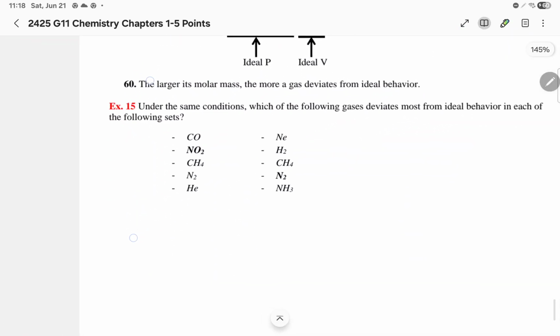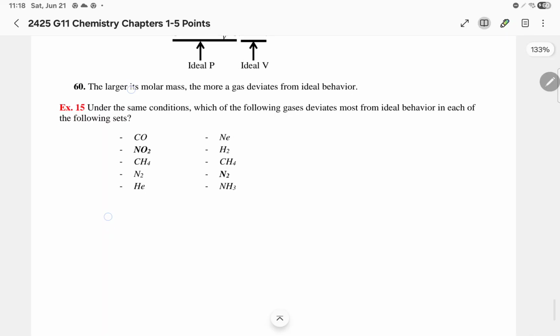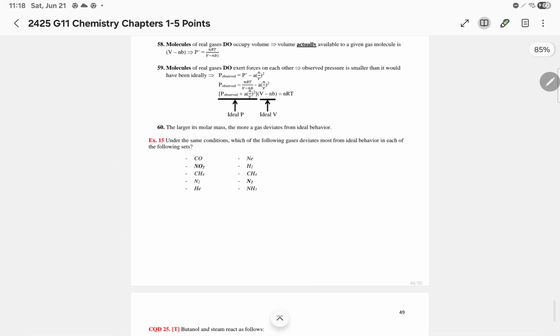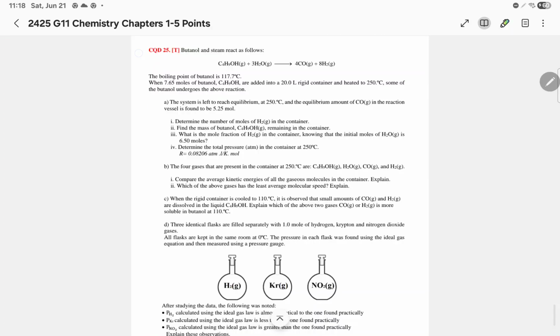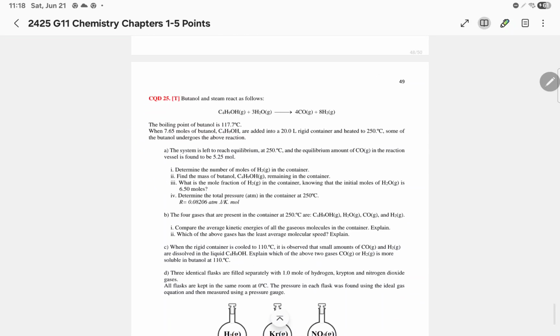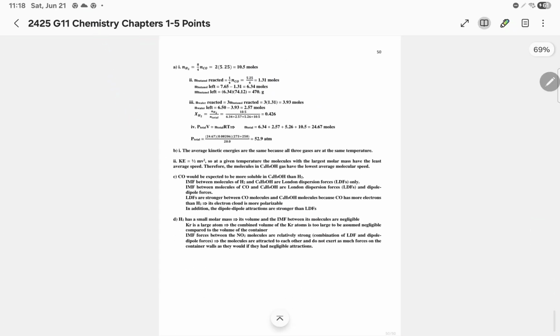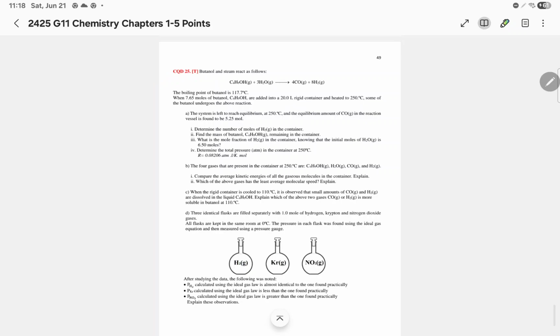Under the same conditions, which of the following deviates the most? It should be the heaviest one. Honestly, I have no brain power to actually calculate the heaviest one, so whichever one's the heaviest, that's your answer. Now, this last question, I don't understand why a question has to be 2 pages long with the answer, but let's see what's up.